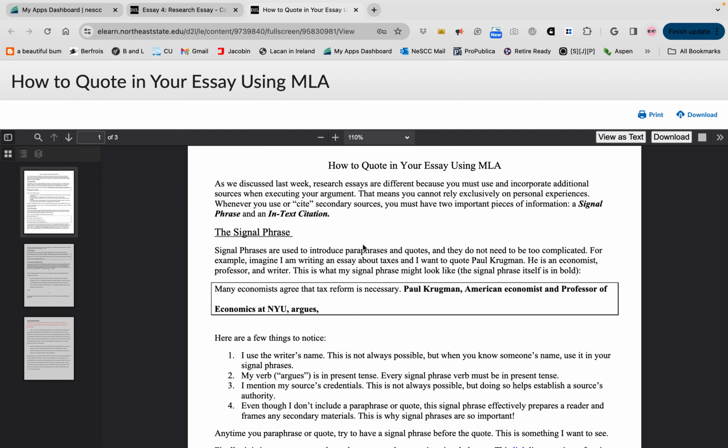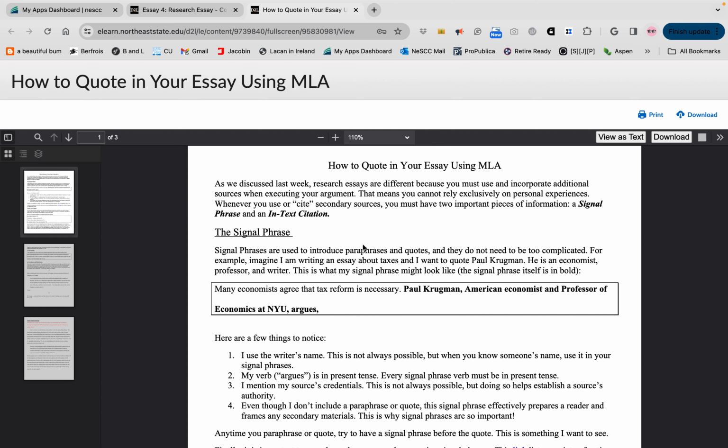Again, depending on if it's a single author, multiple authors, or if you don't know the author's name and you just have the title of the essay, we can discuss that later, but this is your basic formula. What information do you know? Hopefully, ideally, it's the author's name and then a present tense verb. So those are your signal phrases. They appear before the borrowed material.